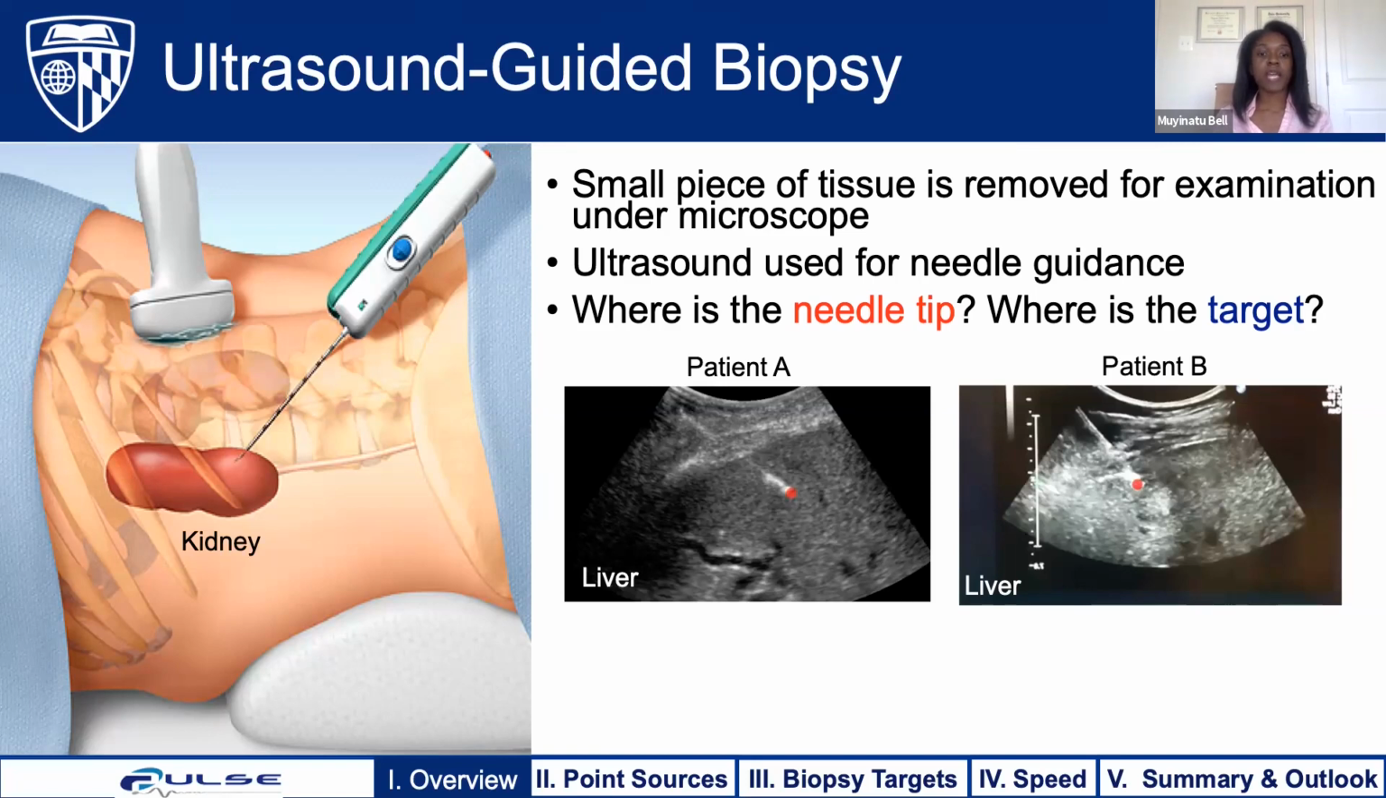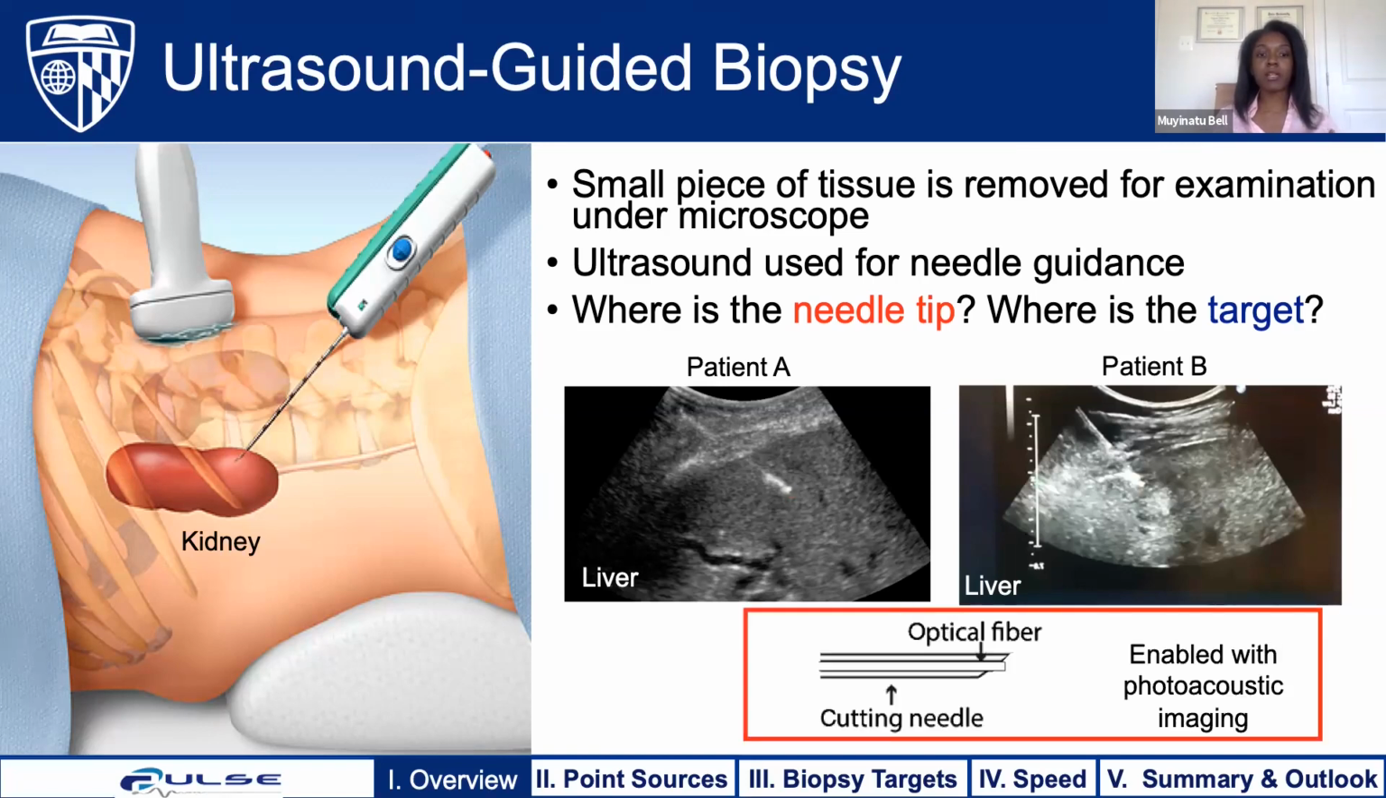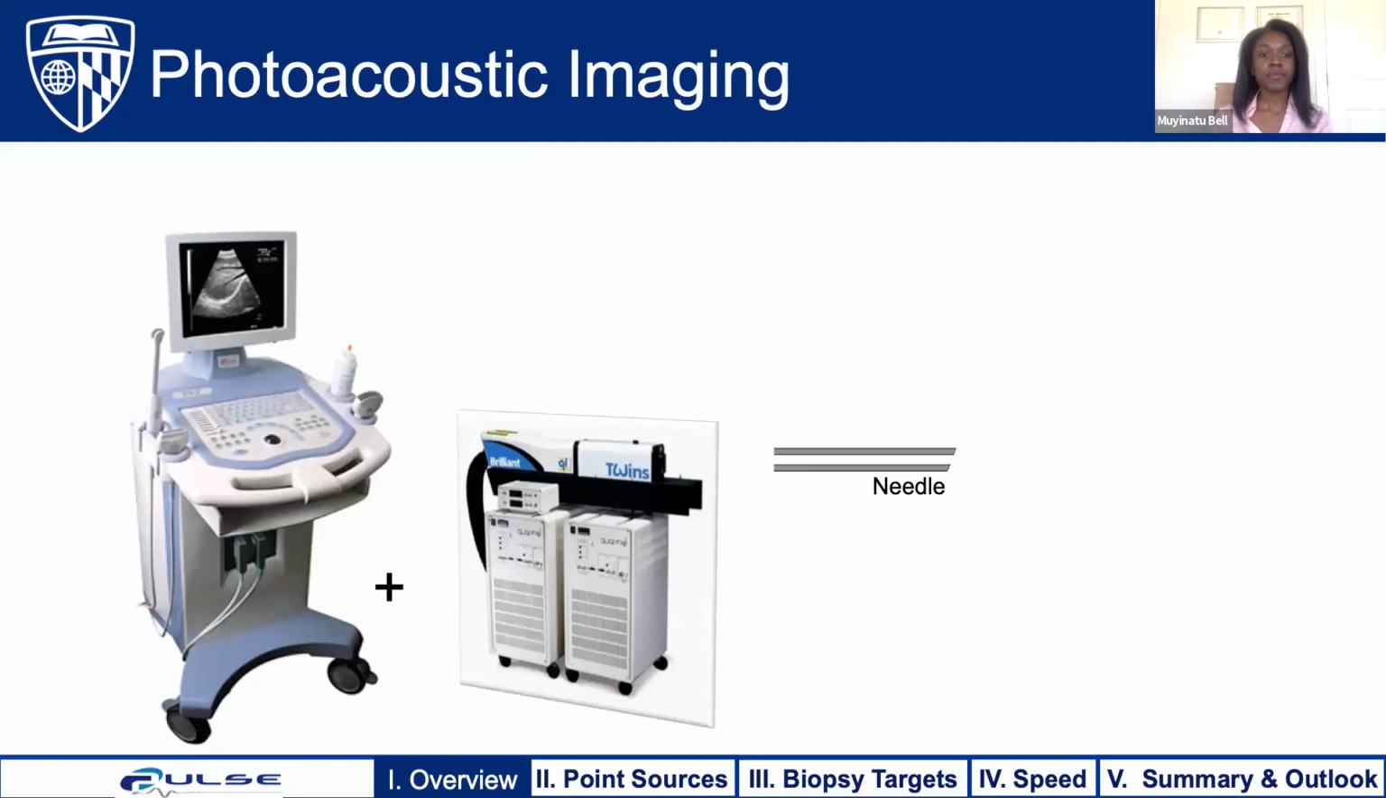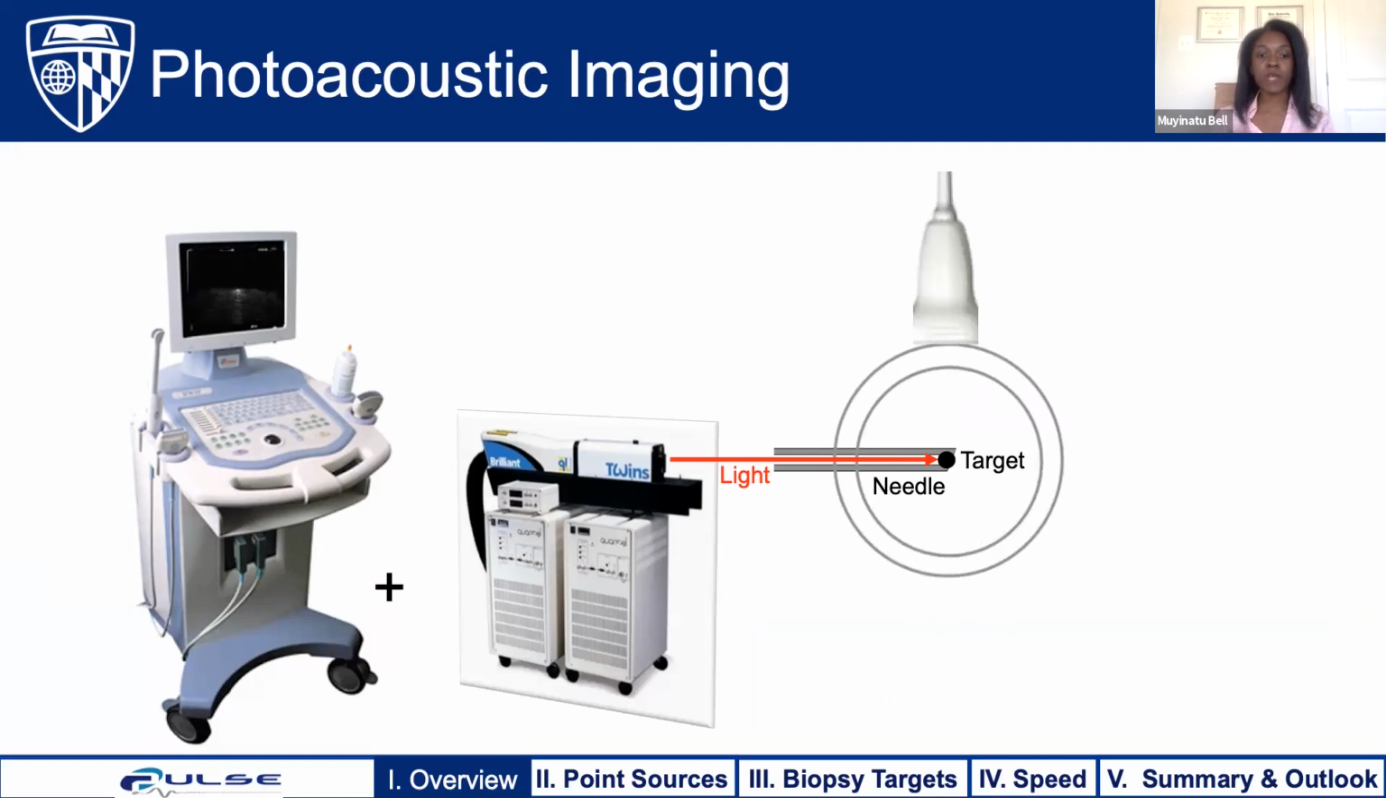And we can do this by inserting an optical fiber into the hollow core of the biopsy needle and implementing photoacoustic imaging, which can be thought of as ultrasound imaging with a laser. We can then use fiber optics to transmit laser light toward the needle tip, which is our photoacoustic target that absorbs the light, undergoes thermal expansion, and generates a sound wave that we can detect with a conventional ultrasound transducer. Photoacoustic and ultrasound images can then be interleaved to improve the biopsy experience.